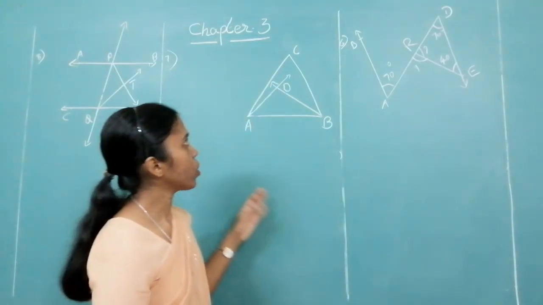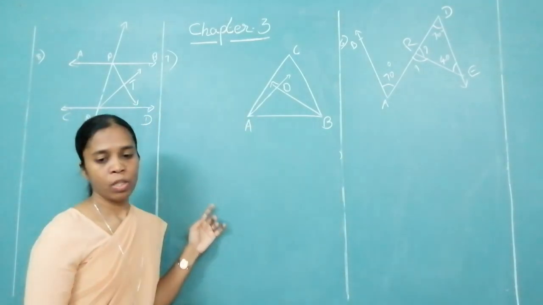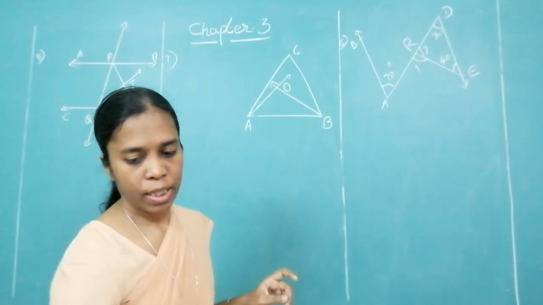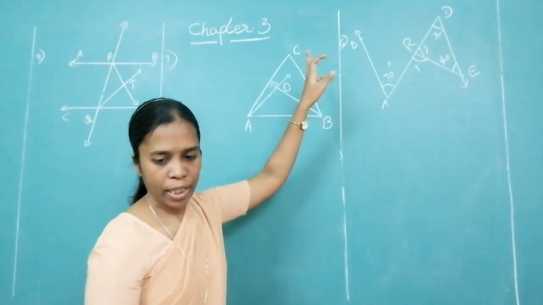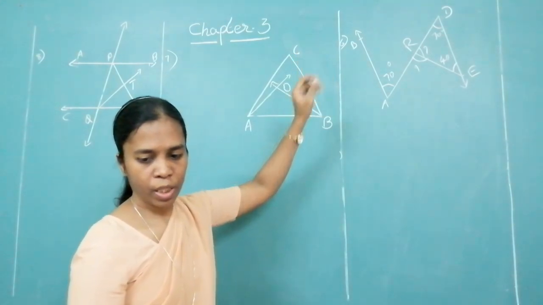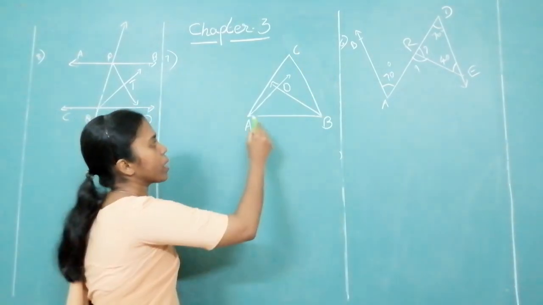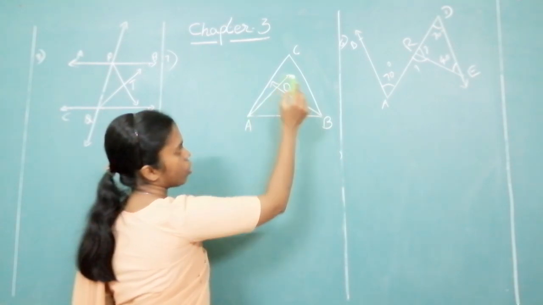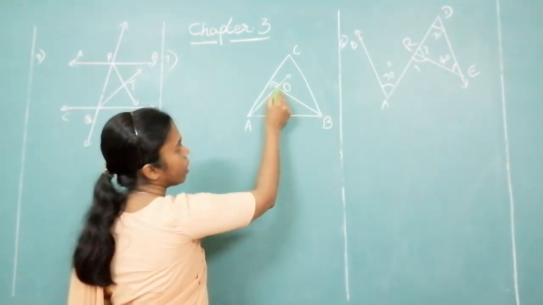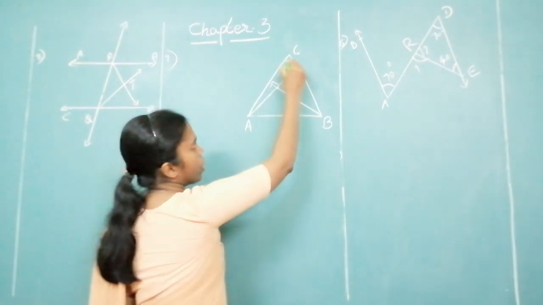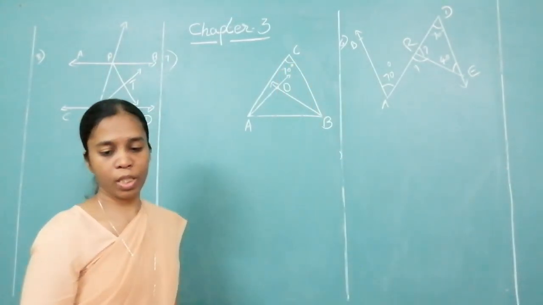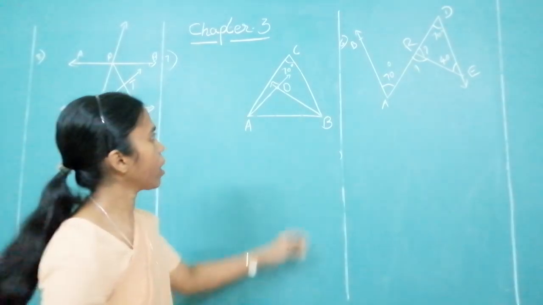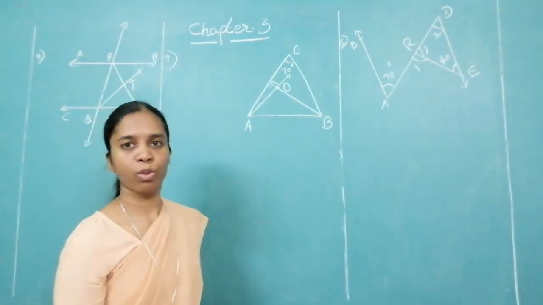Now, question number 7. What is your question number 7? We have a triangle ABC. Angle bisectors of A and B intersect at point O. This is the bisector of A, bisector of B. They intersect at point O. Angle C is equal to 70 degrees. You have to find angle AOB. This is the angle you have to find.